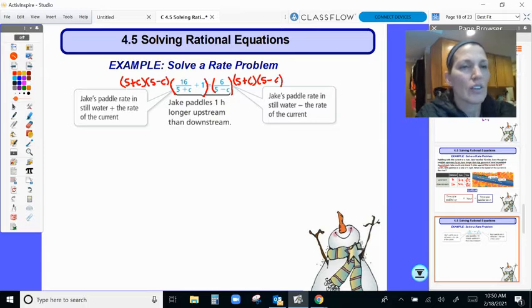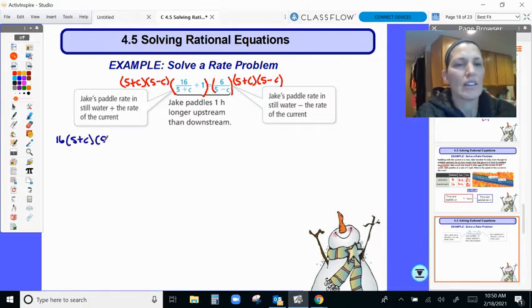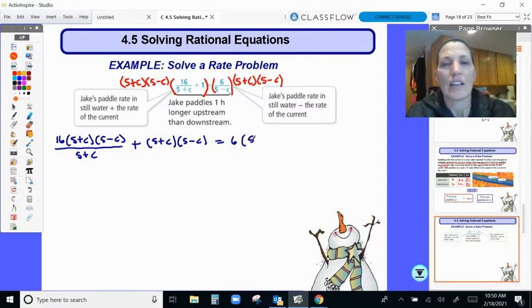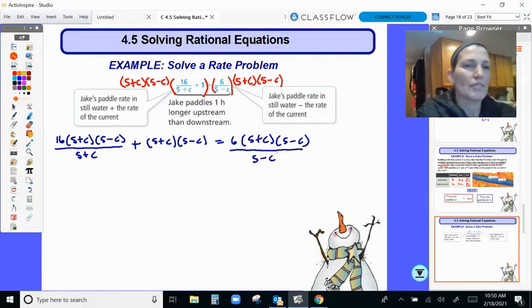Right? So now let's go down here. We're going to have up here 16 times (5 plus C)(5 minus C) all over 5 plus C, plus just 1 times (5 plus C)(5 minus C). Don't forget that 1. It's still a number. That's going to equal 6 times (5 plus C)(5 minus C), all over my 5 minus C. It's a lot of writing, right?